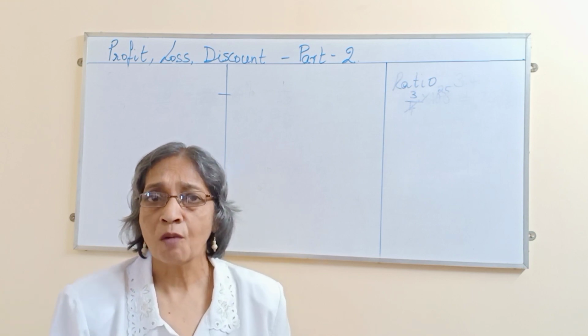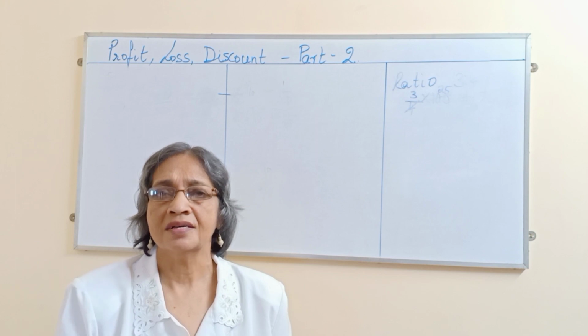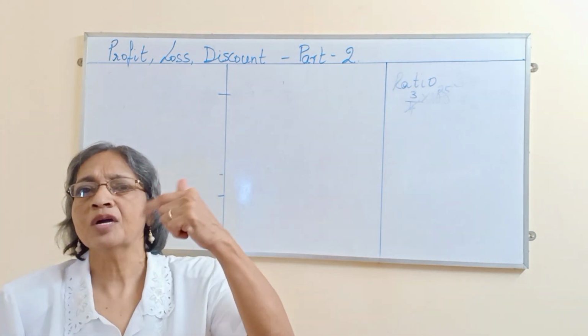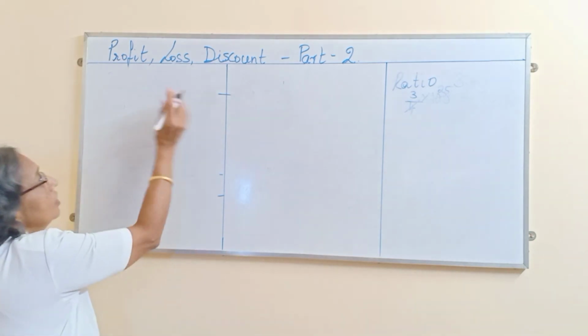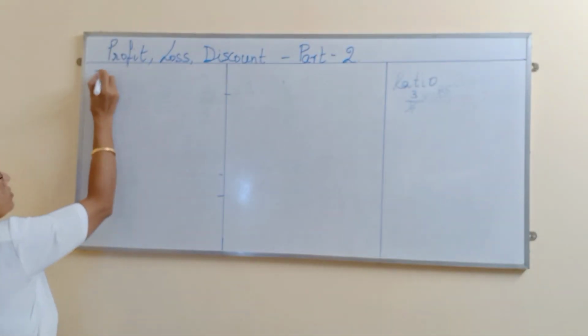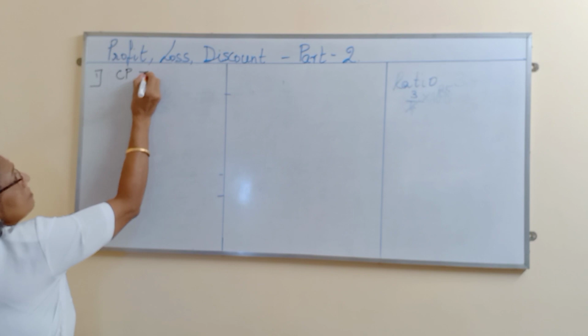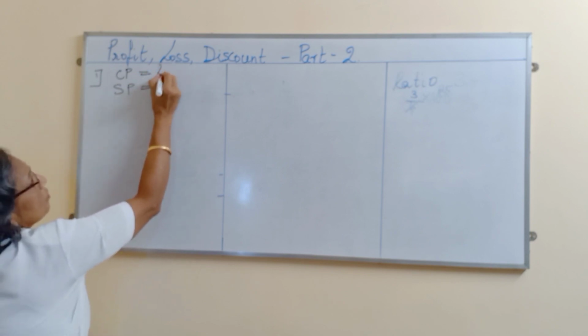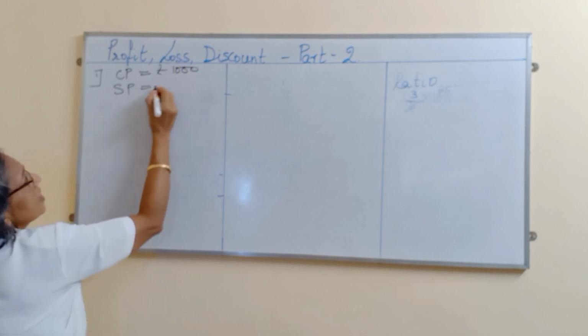Once these basic problems are done and you are clear, then we can go ahead with the difficult ones and keep graduating more. The first type of problems, you are given the CP, you are given the SP, say CP is rupees 1000 and the SP is rupees 1200.